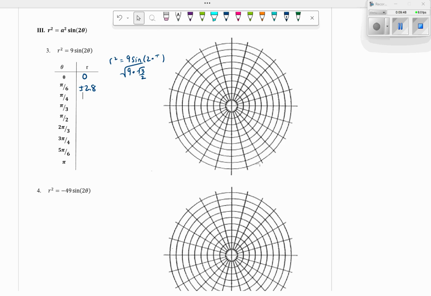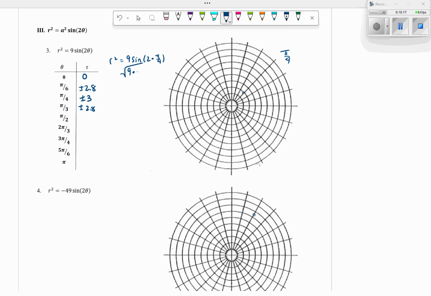So if I plug in pi over 4 here, 2 times pi over 4 is pi over 2. The sine of pi over 2 is 1, so that would be the square root of 9, so this would be plus or minus 3. And then pi over 3, if I plug it in, I'm also going to get plus or minus 2.8.